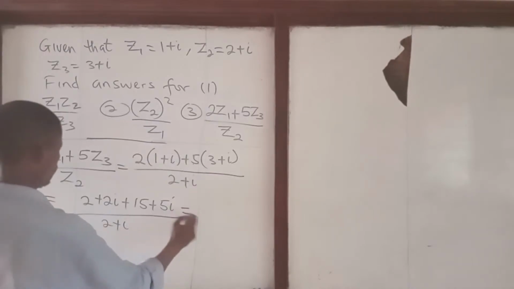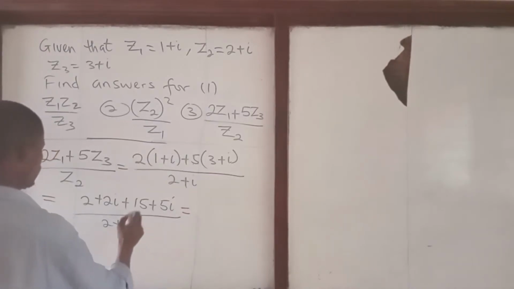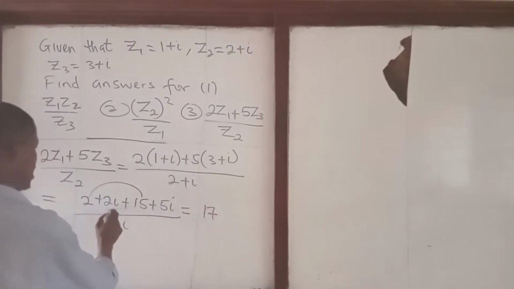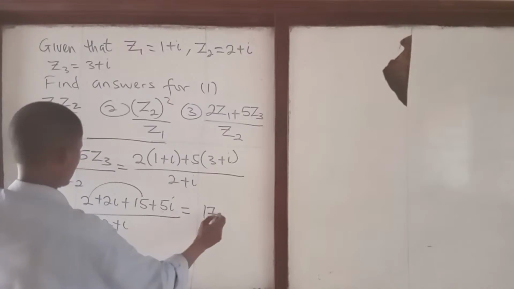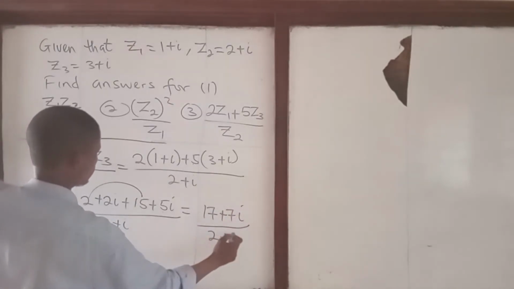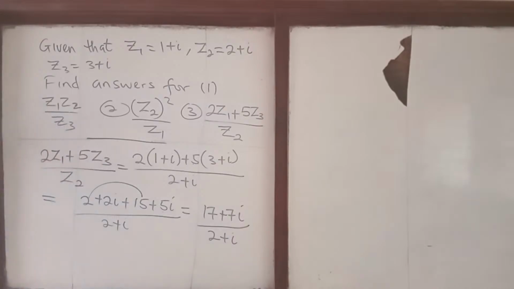And that will be equal to 2 plus 15, that's 17, and then 2i plus 5i, that's 7i, over 2 plus i.